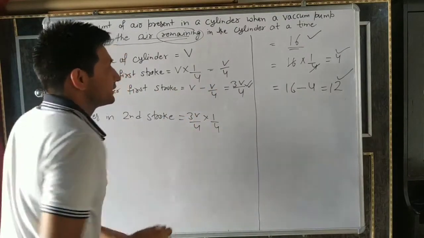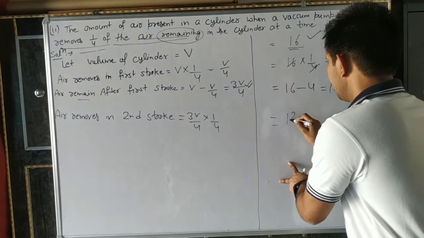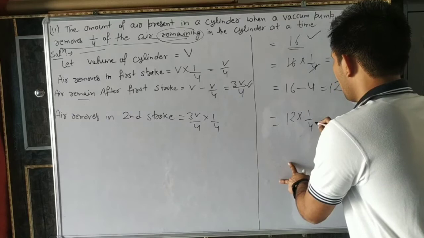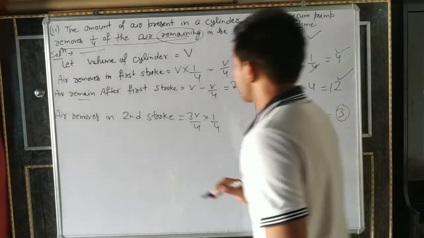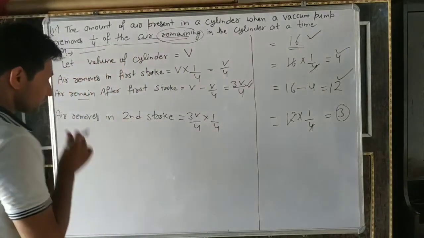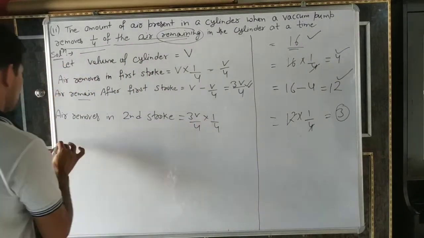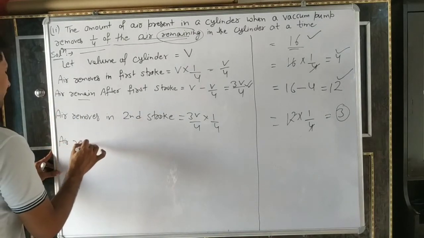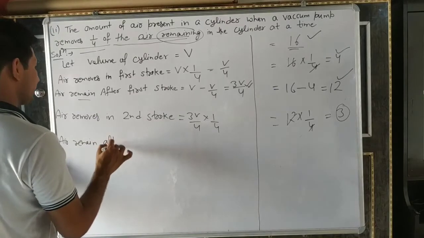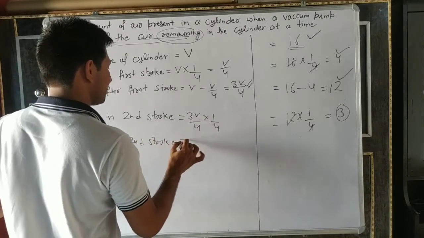How much remains? 3V/4, same as it is. How much remains? 12 into 1/4. How much is removed? 3 is removed, so you can write 3V/4. Okay. So we will write air remaining after the second stroke.